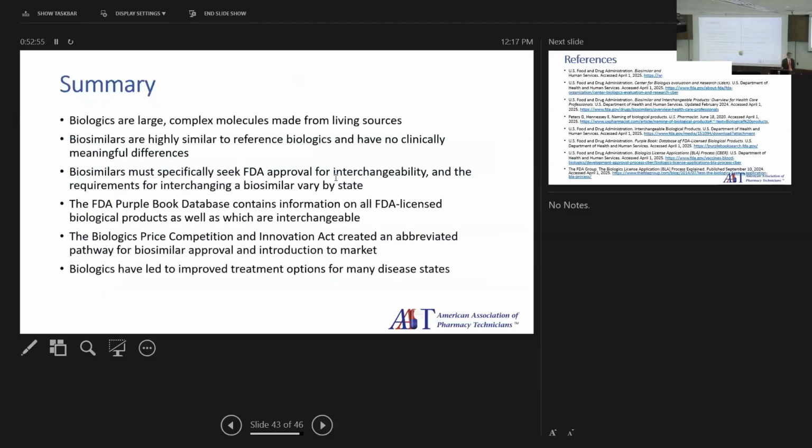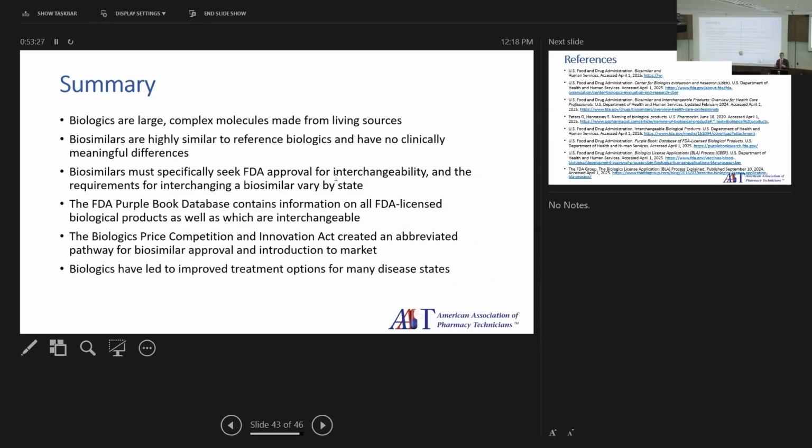So in summary, biologics are large, complex molecules that are made from living sources. And now I think many of us realize that we've actually, whether we realize it or not, have played a hand in dispensing biologic products. Biosimilars are highly similar to the reference product. They're not identical, but they have undergone enough testing to demonstrate that they move through patients similarly, that they have a similar benefit and no worse adverse effect profile compared to reference biologics.